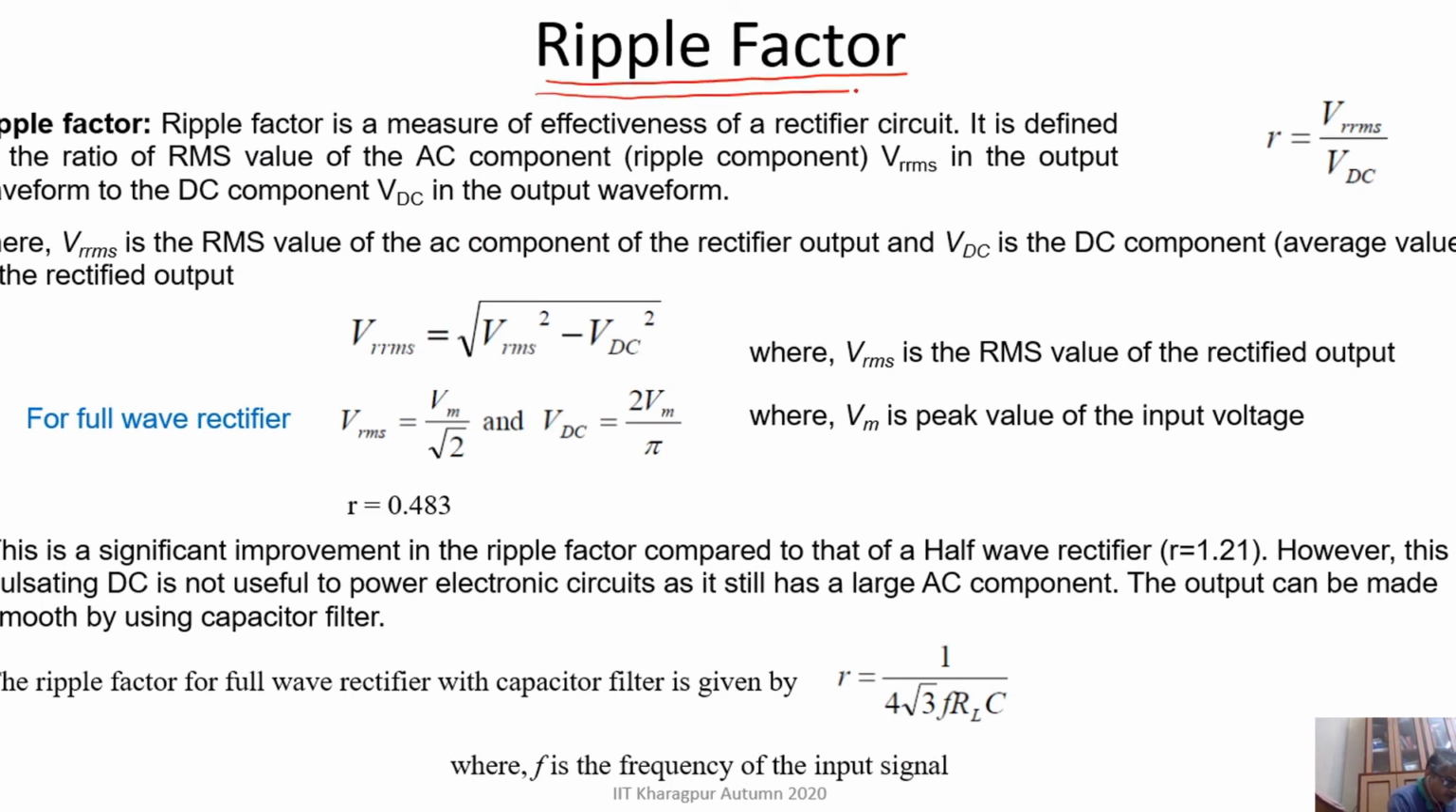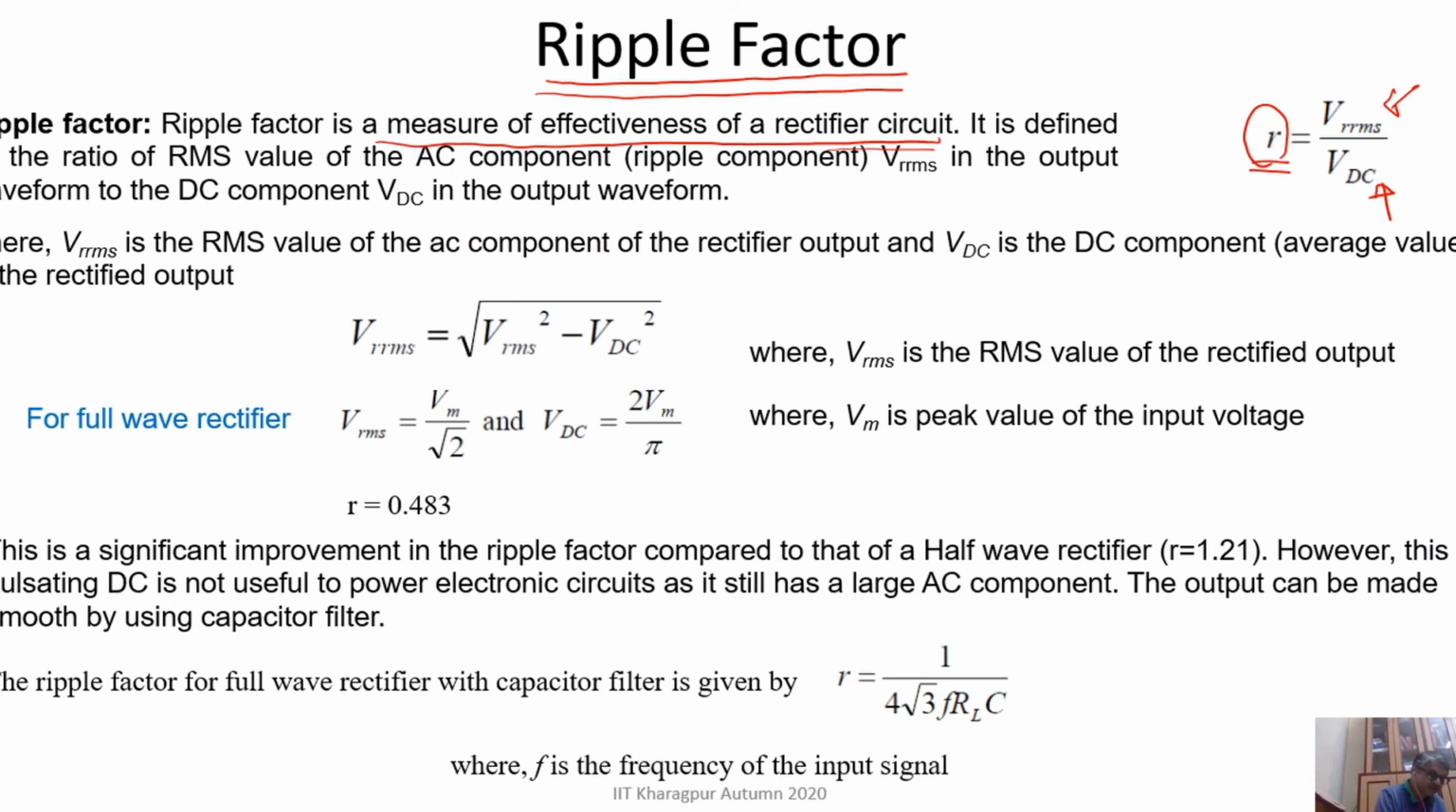Now, from that ripple voltage we can define a particular term which is known as ripple factor. Ripple factor is basically a measure of the effectiveness of the rectifier circuit. How efficient is your rectifier circuit? It is defined by V_r,rms over V_DC. So it basically designates how effective your rectifier circuit is. The more the ripple voltage, the more will be your ripple factor.